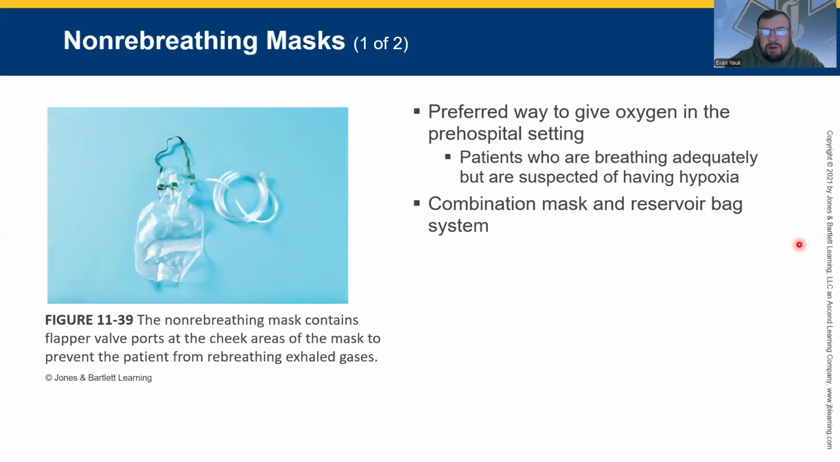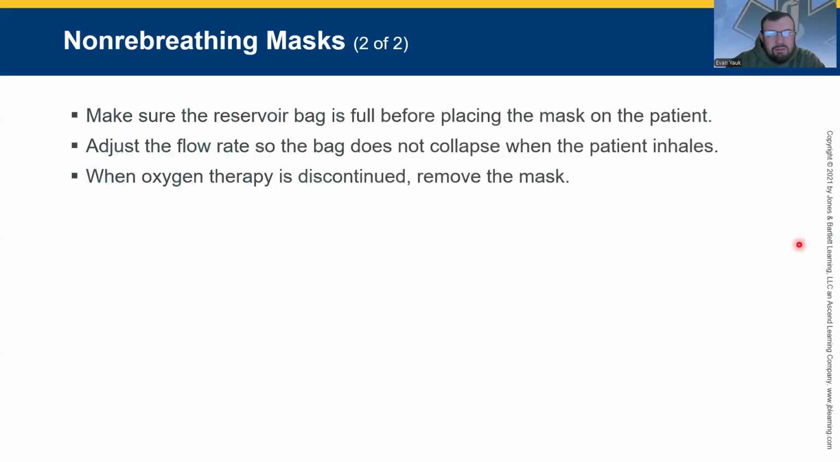Your non-rebreather is the preferred way of giving oxygen in a pre-hospital setting. It's for patients who are breathing adequately but are suspected of having hypoxia, a combination of mask and reservoir bag. So this is your non-rebreather. It's got your face mask, it's got a reservoir bag, it's got a holding strap, and then it's got your oxygen tubing. Make sure the reservoir bag is full before placing it on the patient. Adjust the flow rate so the bag does not collapse when the patient inhales. When oxygen therapy is discontinued, remove that mask.